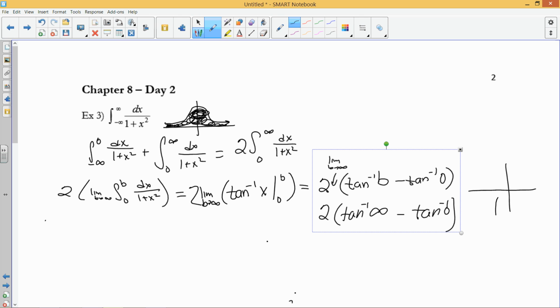Well, here's the graph of tan x from negative pi over 2 to pi over 2. Where on this interval does tangent go toward infinity? It does that at pi over 2. Where does tan equal 0? It equals 0 at 0. Times 2 equals pi. So this area right here is pi.